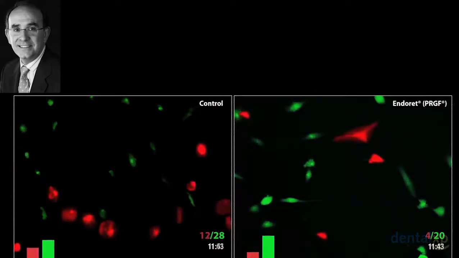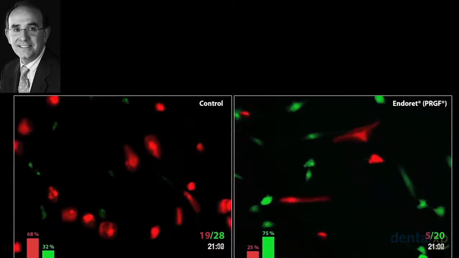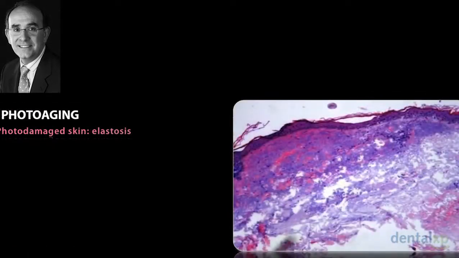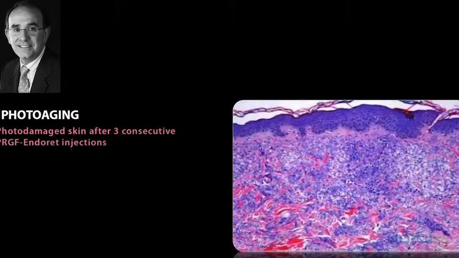We culture the fibroblast with the control, or in this area, I place the PRGF. In red, we can observe the apoptosis, and we observe that if you place the PRGF, you reduce drastically the number of the apoptosis in the skin. This makes sense. Observe what happened. I take 10 patients with photoaging, and we take a small biopsy, and we observe that the skin was completely destroyed, the elastin. What happens if you infiltrate the PRGF?